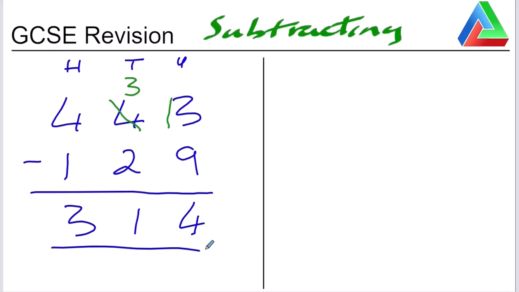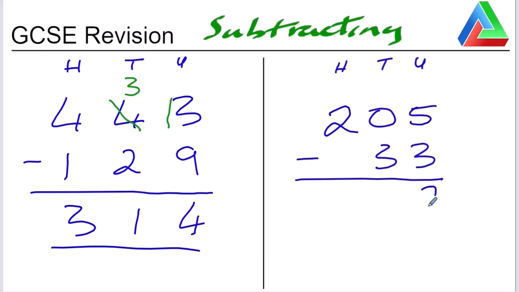Next one, 205 take away 33. So in the units, 5 take away 3 is 2. In the tens column, we've got no tens take away 3 tens. We can't do that. So we go to the hundreds. We take one of the hundreds and put it in the tens column. So we've got 10 tens take away 3 tens. So 10 take away 3 is 7, and then we're not doing anything to the one in the hundreds column. So 172. Basically, we're just doing the same thing in each column.